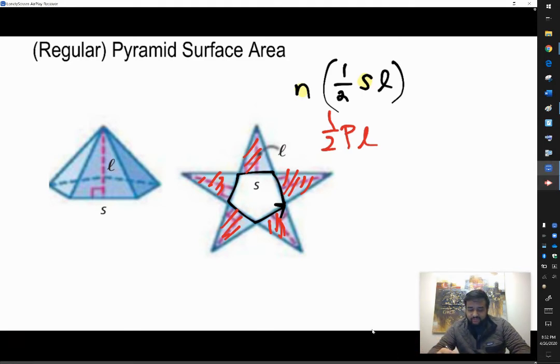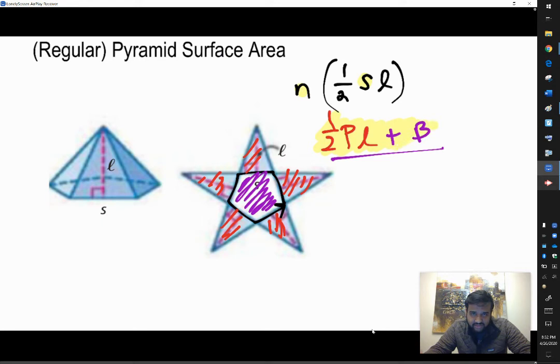Of course, we also have the base to consider. In this case, the base is a pentagon, which has its own area that takes a while to find with the apothem and all that. But we'll just call it the base area. So the surface area of a pyramid is 1/2 the perimeter of the base times the slant height plus the area of the base. Again, that's the key formula here: 1/2 perimeter times slant height plus the area of the base.